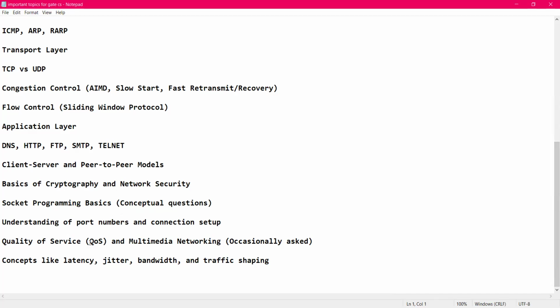Next one, quality of service and multimedia networking. These are advanced topics. In rare cases, they will ask questions from these topics. So better to cover these topics also. If you want to score good marks, you have to go through these concepts also. Next one, concepts like latency, jitter, bandwidth, and traffic shaping. These are also important topics in computer networks.